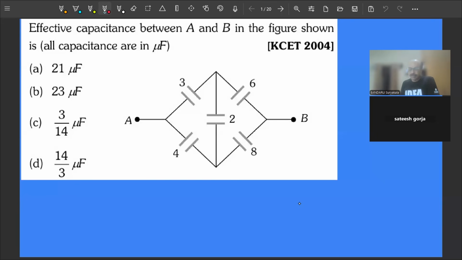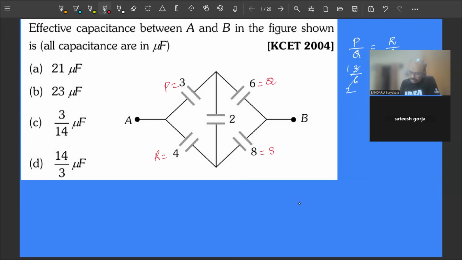Now see, this is the problem given in the examination. So we have capacitors. Take this as P, this is Q, this is R, this is S. Check whether the bridge is balanced or not. P by Q is equal to R by S. This is 3 by 6 equals 4 by 8. This is once, this is twice, this is once, this is twice.